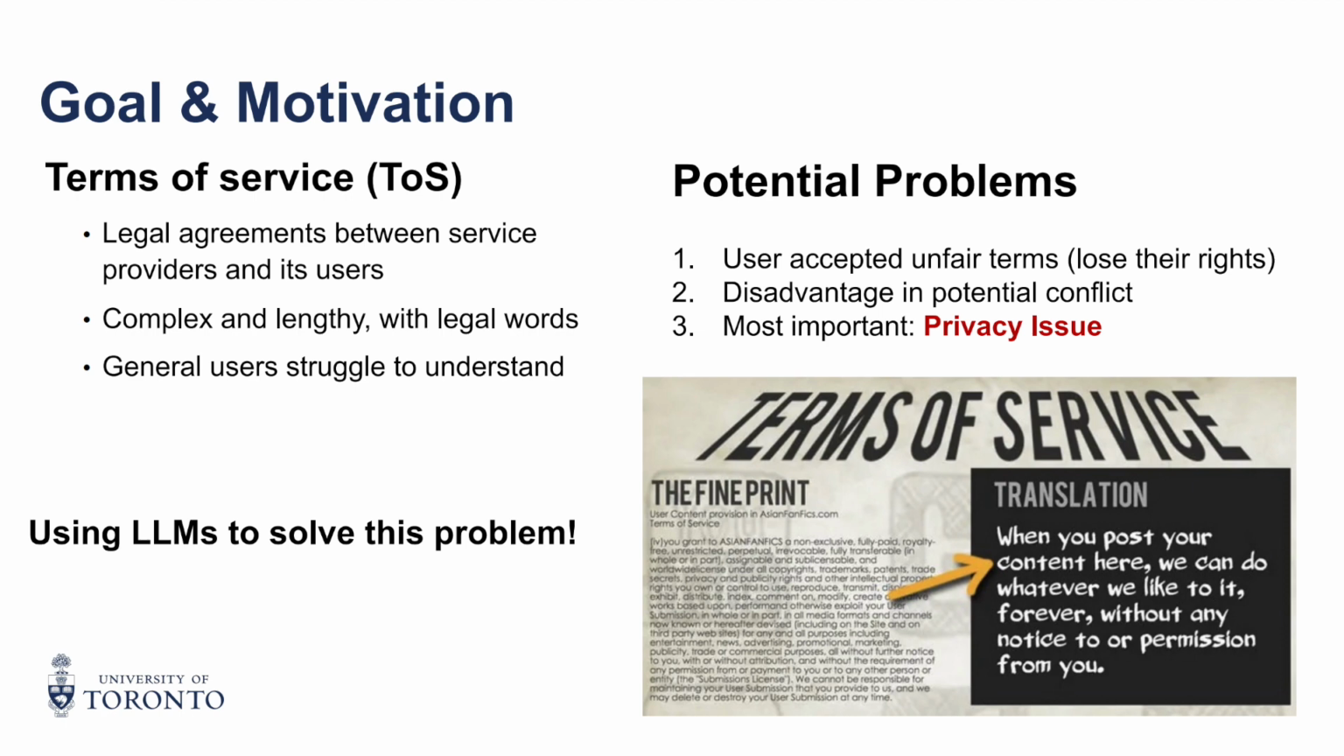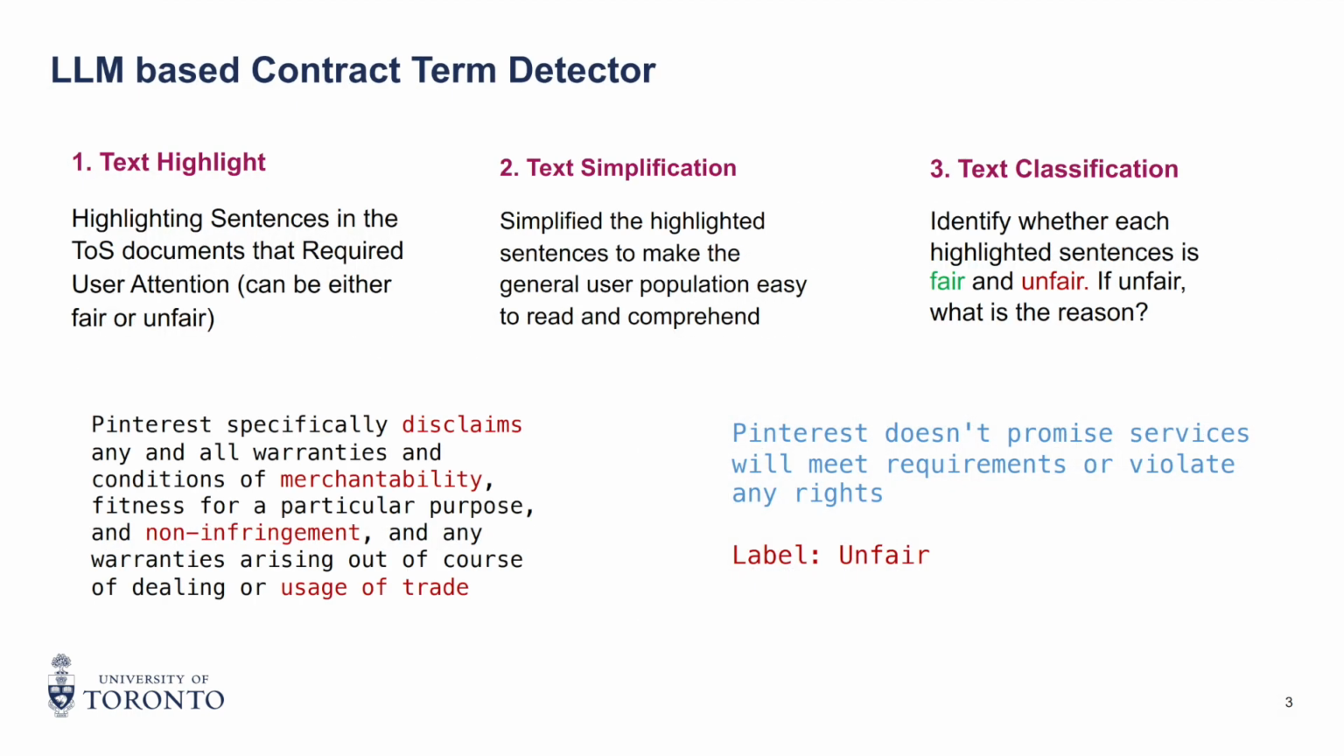Therefore, we are employing large language models to solve this problem. For our detector, the first step will be to highlight sentences in the ToS documents that require user attention. Then we will simplify the highlighted sentences. And finally, we will categorize each term as either fair or unfair and provide a reason if the term is unfair.